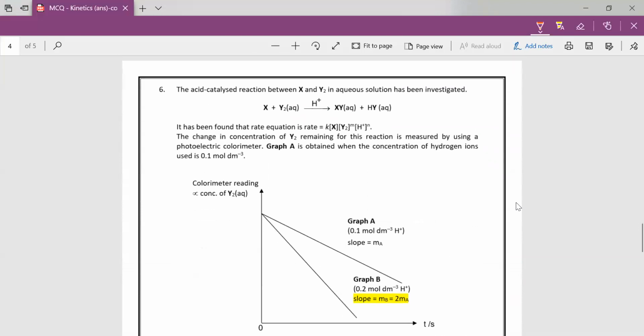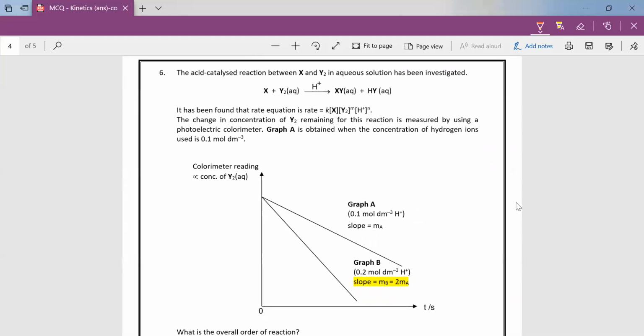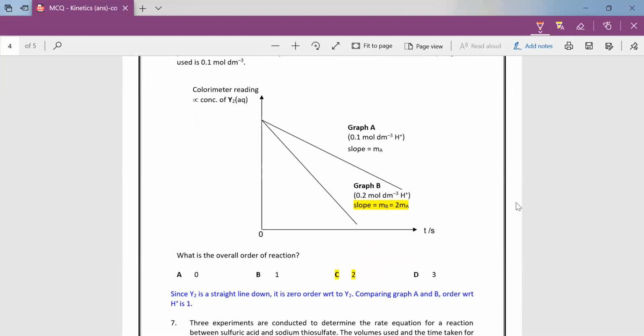Question 6. Acid catalyzed reaction. It was found that the rate equation is as given. Concentration change of Y2 is measured by a calorimeter. Graph A is obtained when concentration of H+ is 0.1. What is the overall order of reaction? Since Y2 is a straight line down, it is 0 order, and when we compare graph A and B, the order with respect to H+ is actually 1.